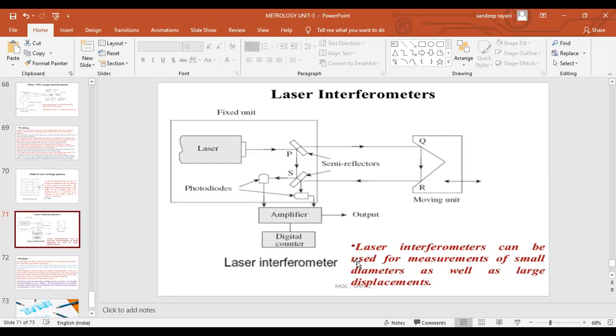Third unit will be complete. So the laser interferometer is the last topic, and this laser interferometer will be explained in the next class. In the next class I can explain in detail. So it is a big topic.